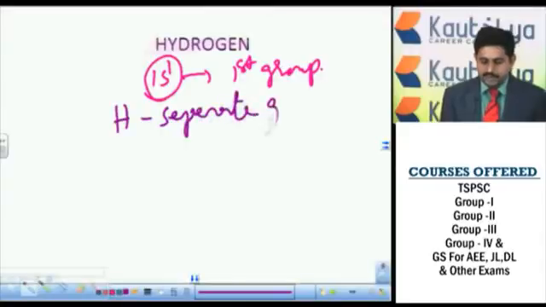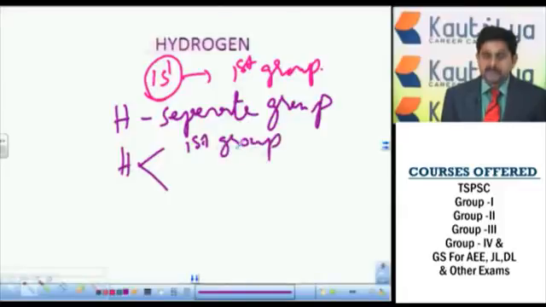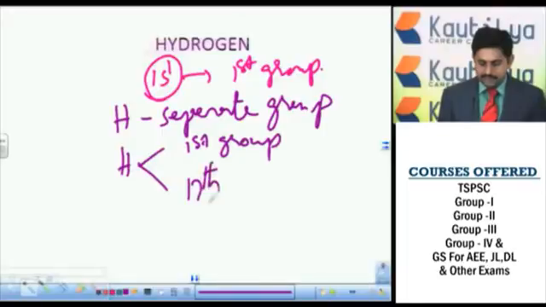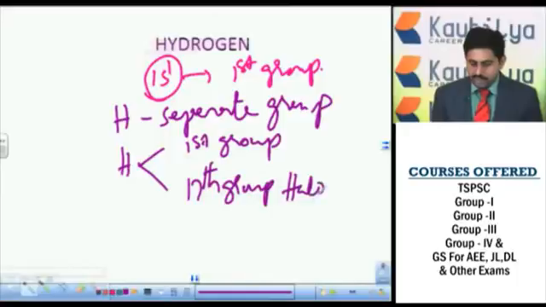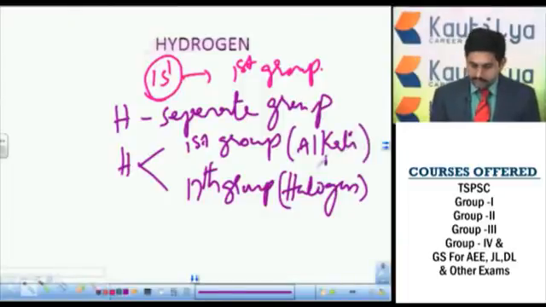Why is it kept separate in a periodic table? Because hydrogen has some properties which are related to the first group elements, and some properties which are related to the 17th group elements. The 17th group elements are called halogens. So it has some properties which are related to the halogens and some which are related to the alkali metals.